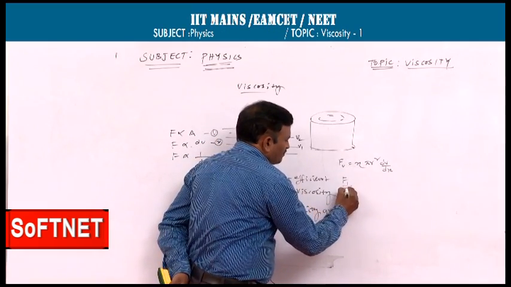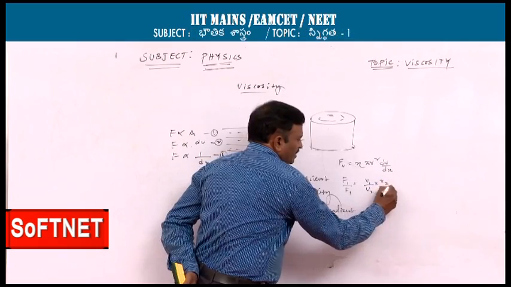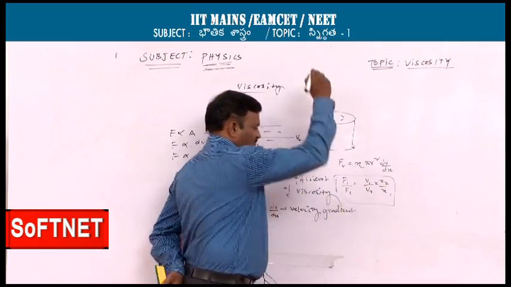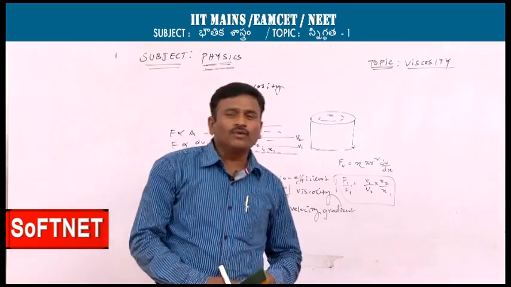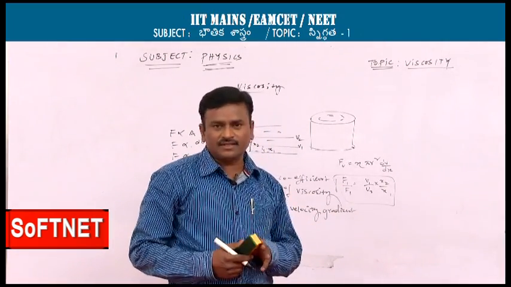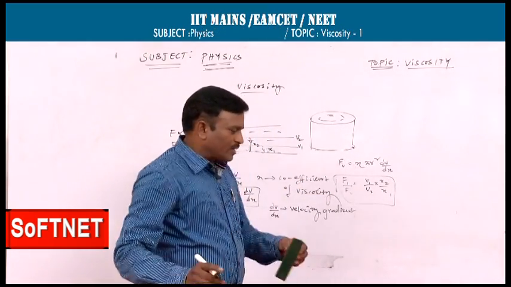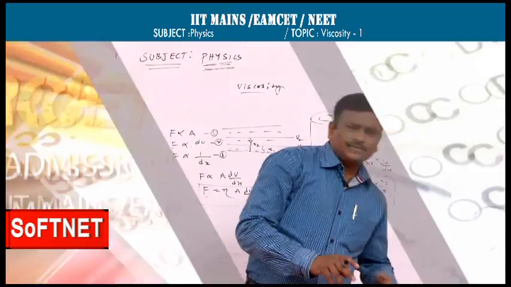Here F1 by F2 equals V1 by V2 into X2 by X1, which we can also use for comparison of the same fluid with different velocities and different separation of the layers, that is, for the ratio of the forces. Okay, this is viscous force.